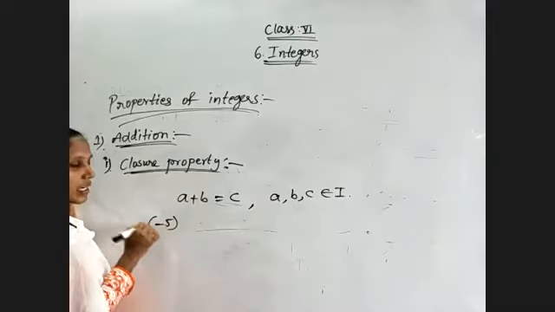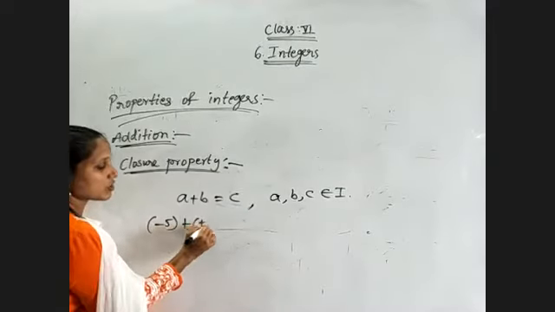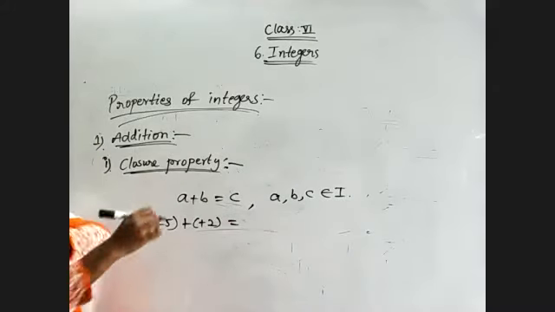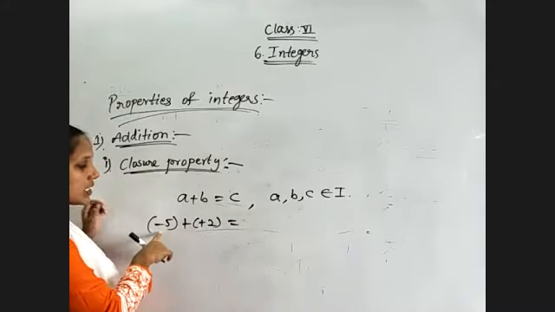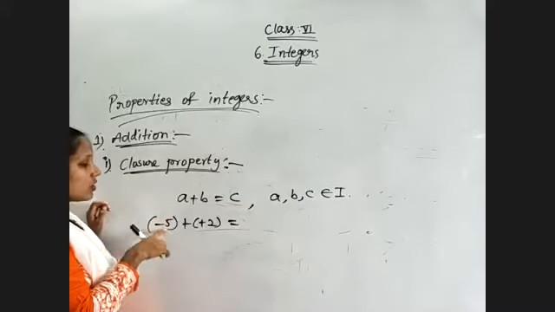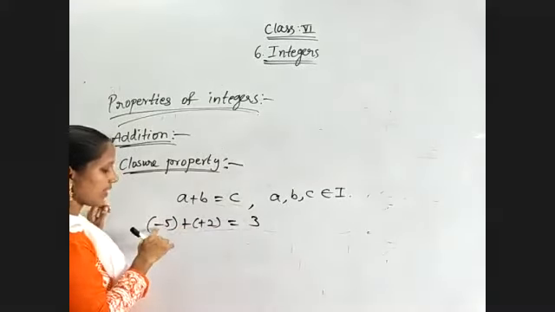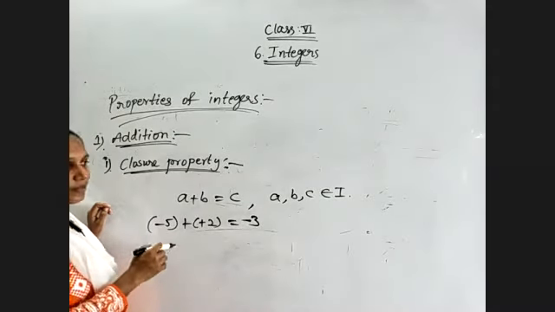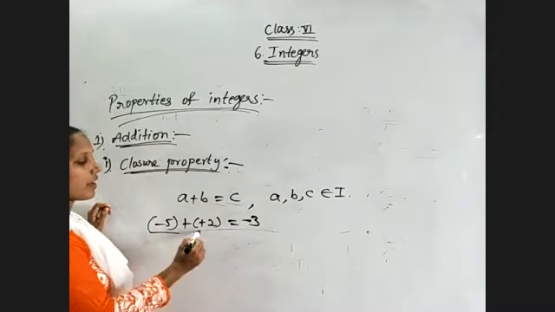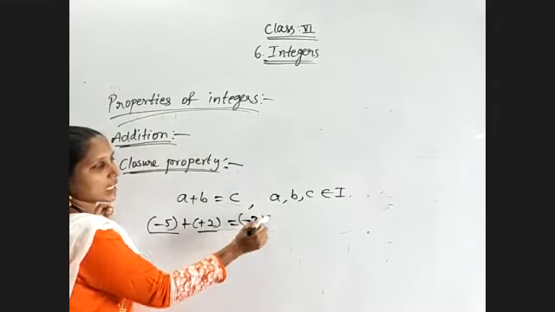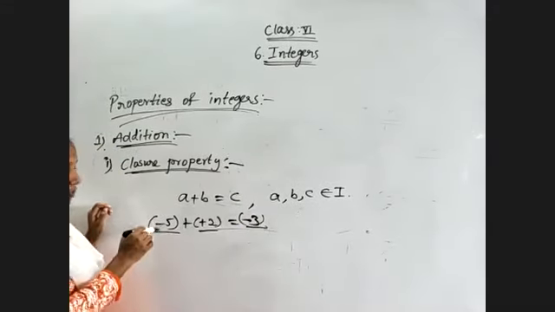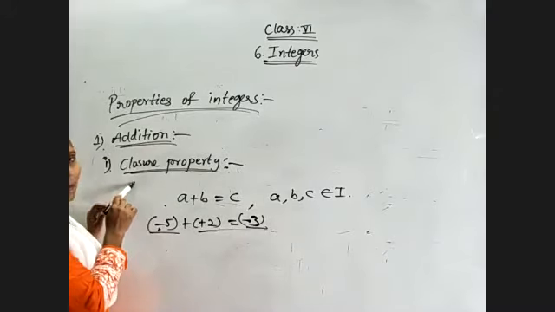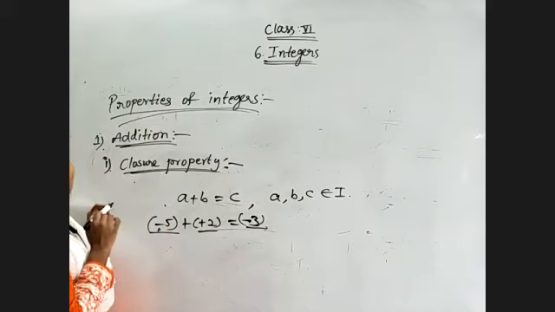Minus 5 is one of the integers, plus 2 is a positive integer. Then the result I am getting: 1 is minus, 1 is plus, so subtraction. 5 minus 2 is 3, and 5 is minus, so minus 3. Yes, minus 5 plus 2 is minus 3. All these three belong to integers. So this property is satisfied through addition. Closure property is applicable for integers under addition.